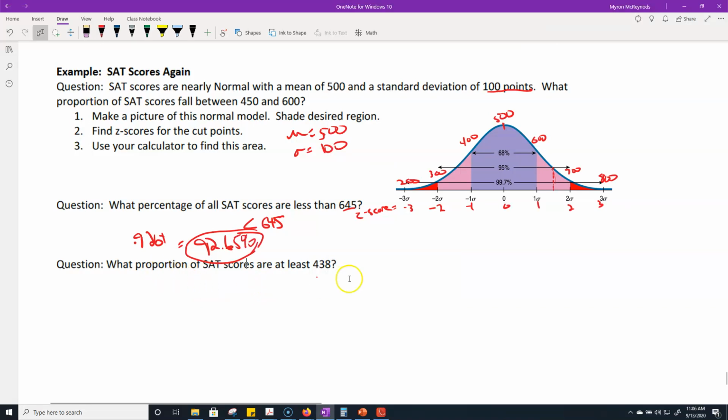All right, and the next one, what proportion of SAT scores are at least 438? So 438 or higher. So 438 is like right there. Higher than that is most data. Not like 92% like last time, but most of it's above 438, right? We expect a big number again.